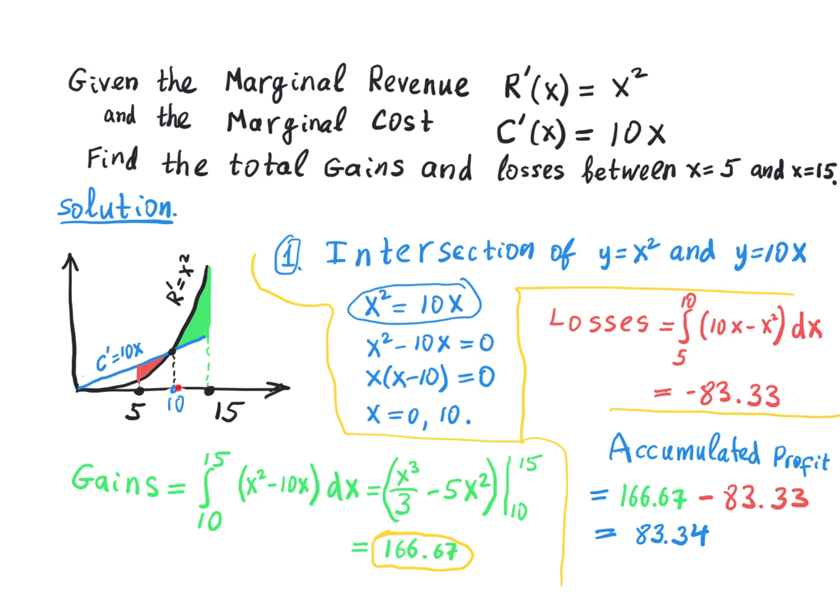Finally, if you want to compute the accumulated profit between x equals 5 and x equals 15, we can either set up the integral from 5 to 15, or since we already know the gains and losses, we can just subtract the losses from the gains, and we get $83.34.